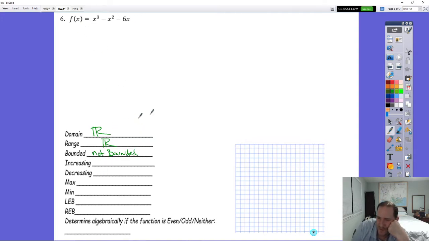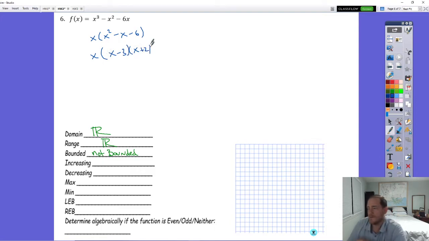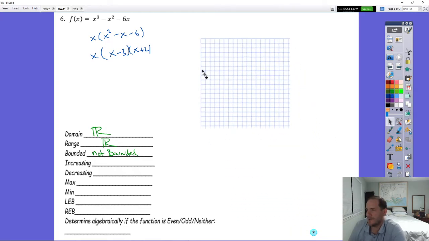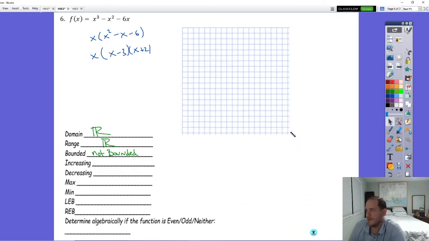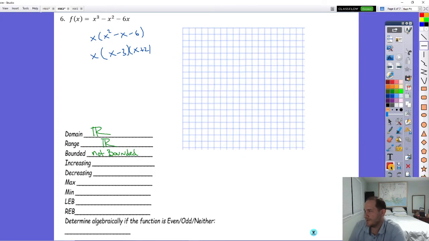Now the increasing, decreasing part, I don't know. We're going to have to sketch this now. We can factor out an x, and then we can do our best to sketch the graph by plopping those values down on the grid and trying to see our shape.